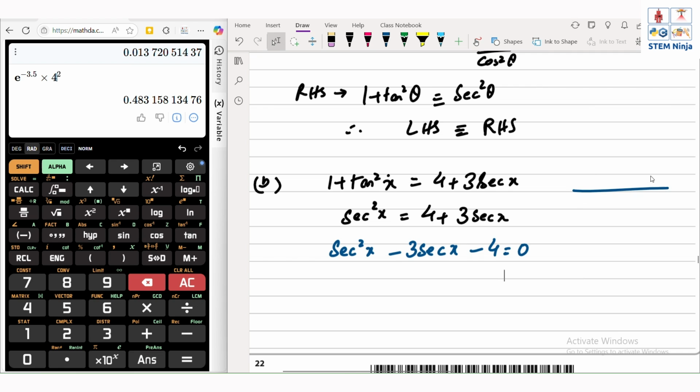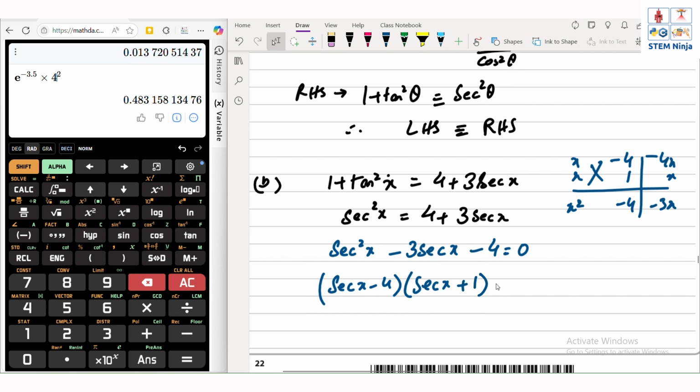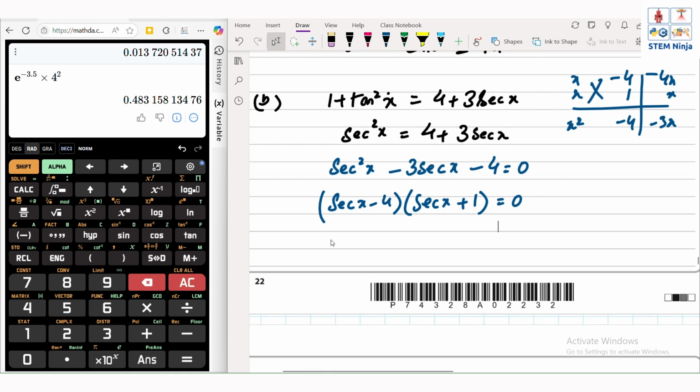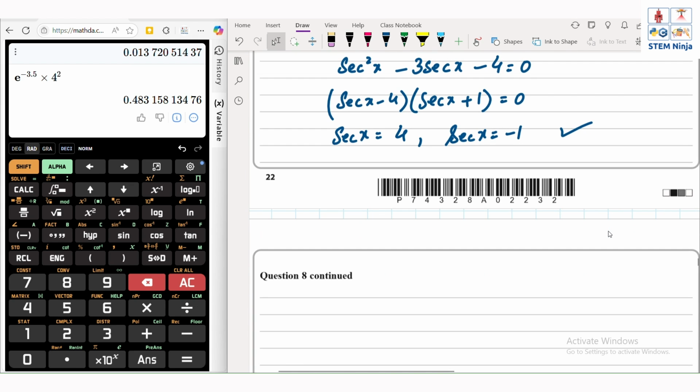So this seems straightforward. Let's say you have x squared minus 3x minus 4. So this becomes 4 and 1. So 4x minus x can only yield minus 3x, and this is negative. So you have secant x minus 4, secant x plus 1 equals 0. So secant x is either 4 or secant x is minus 1.